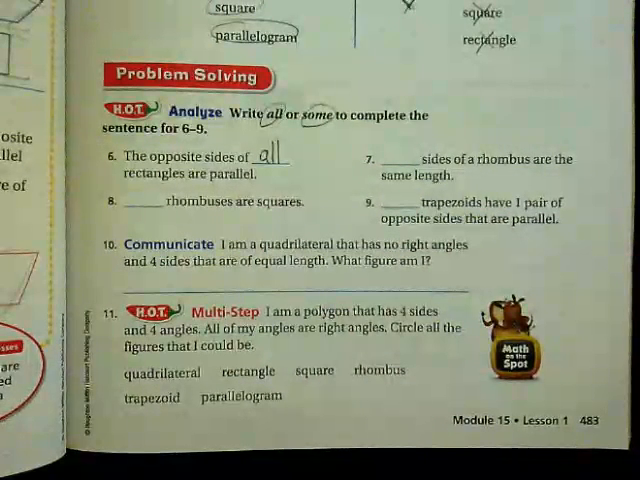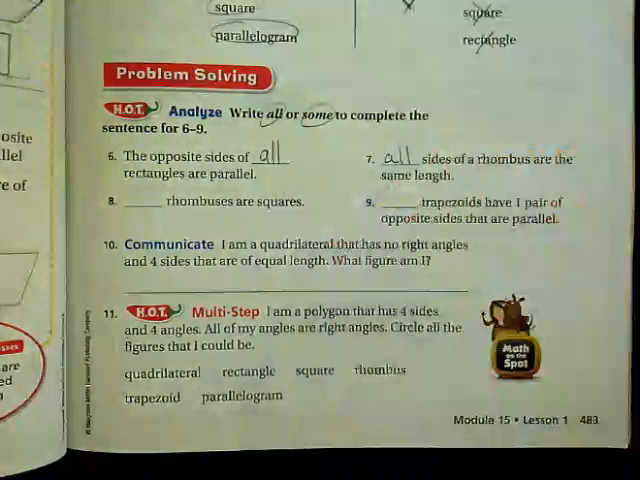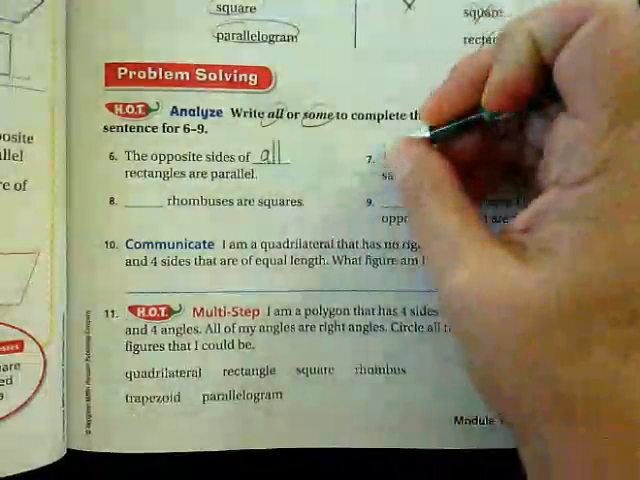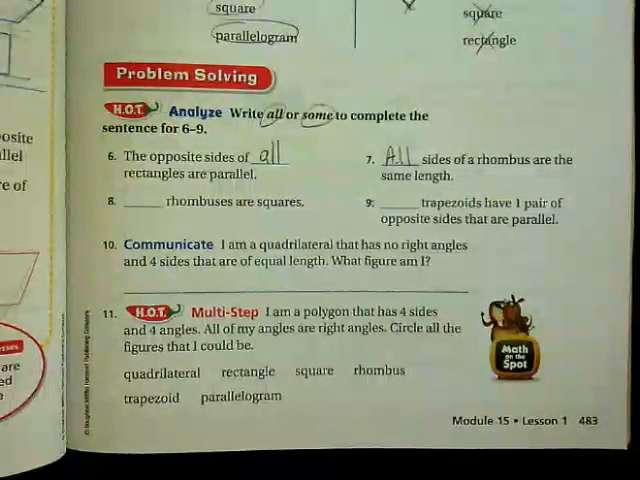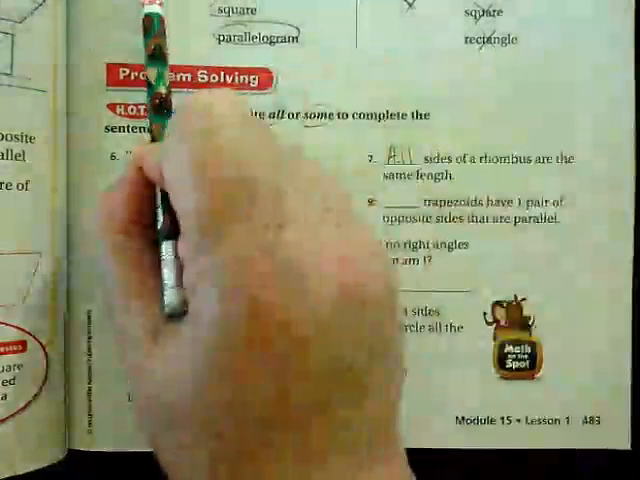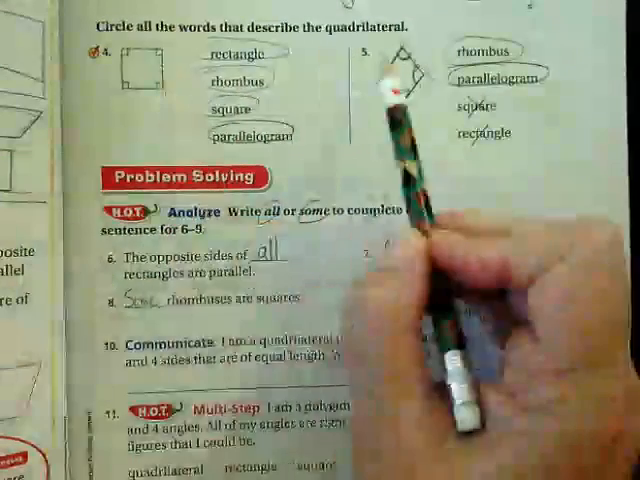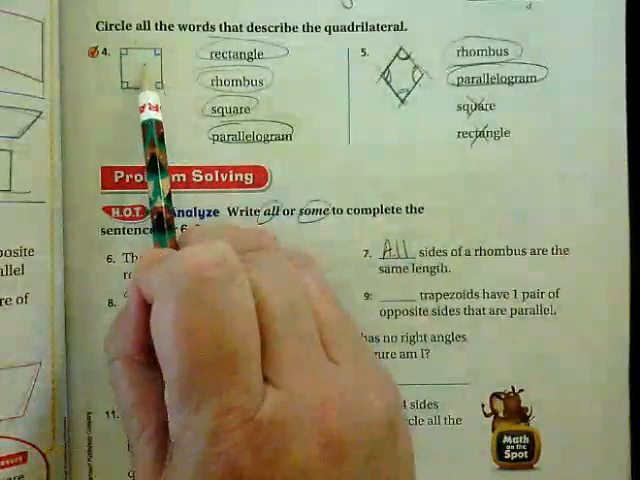Blank sides of a rhombus are the same length. All or some? All sides of a rhombus are the same length. Oh, that's the beginning of a sentence, Miss Pearson. Make it a capital. Okay. Blank rhombuses are squares. Is that all or some? That's going to be some. Some rhombuses are squares, like this one. But some rhombuses are not, like this one. The difference being this one has right angles and this one does not.